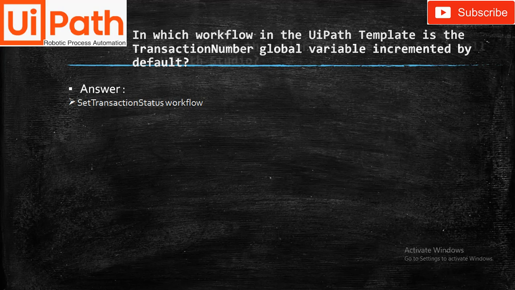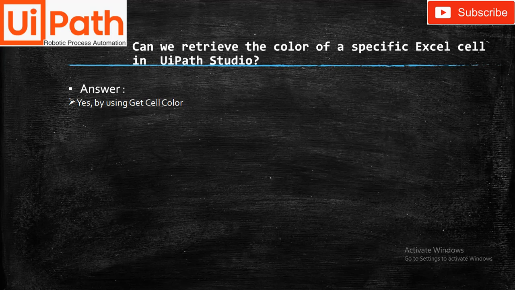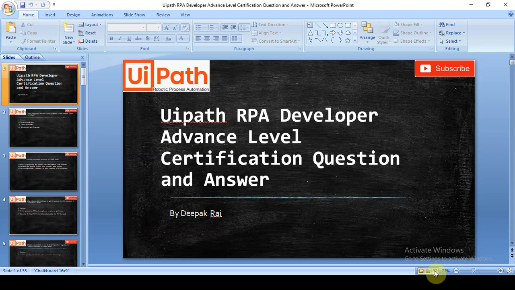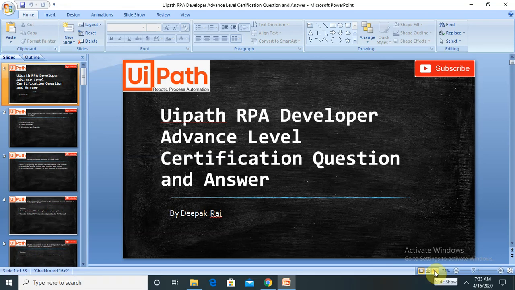Can we retrieve the color of a specific Excel cell in UiPath Studio? Yes, by using get cell color is the answer to this question. So this is all we have discussed in set 1.